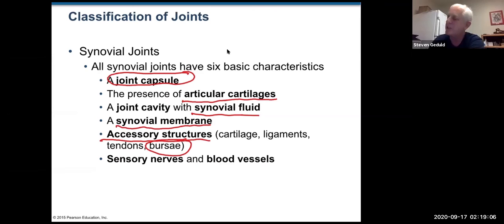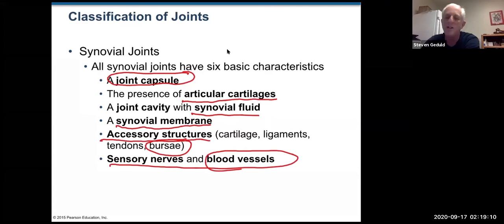You also have sensory nerves and blood vessels. So all synovial joints have blood vessels. They're not like cartilaginous joints. Cartilage does not have blood vessels. It's avascular. Synovial joints are vascular. They have sensory nerves, and they have blood vessels in them. So those are your 6 basic characteristics of a synovial joint.